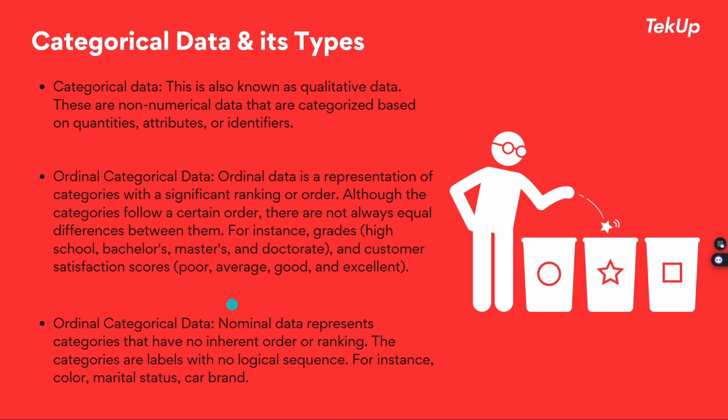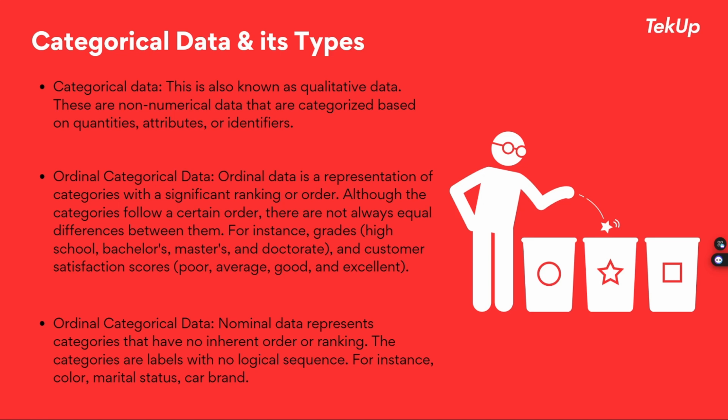So now let's talk about nominal categorical data. All right, this is nominal categorical data. When we're talking about nominal categorical data, we say this data type represents categories that have no inherent order or ranking. This is the major difference between ordinal and nominal categorical data. While ordinal categorical data follows a significant ranking, order, or hierarchy, nominal data represents categories that have no inherent order or ranking.